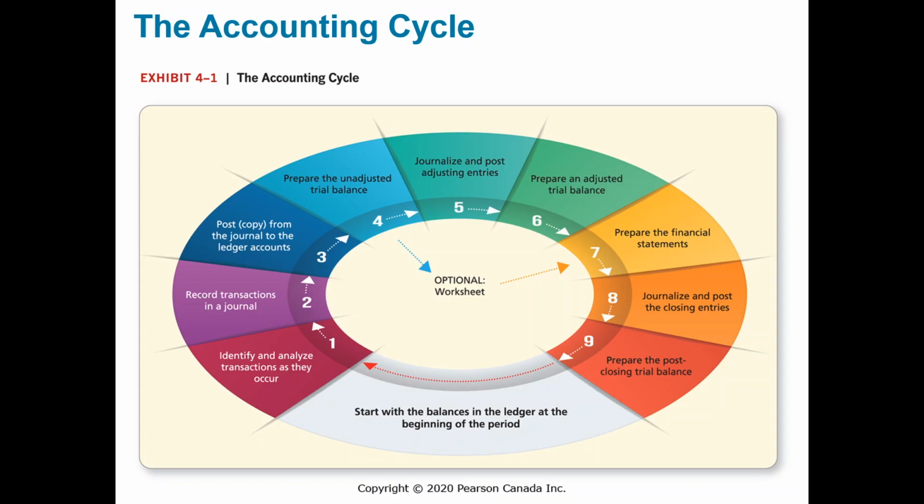Right, so we took a look at, in these last videos, step number 8. So we looked at journalizing and posting the closing entries. We closed all of those temporary accounts and we got them to 0. The next step is to prepare the post-closing trial balance. This is our final step in the accounting cycle. We prepare this post-closing trial balance, and that becomes the opening trial balance for the next year.